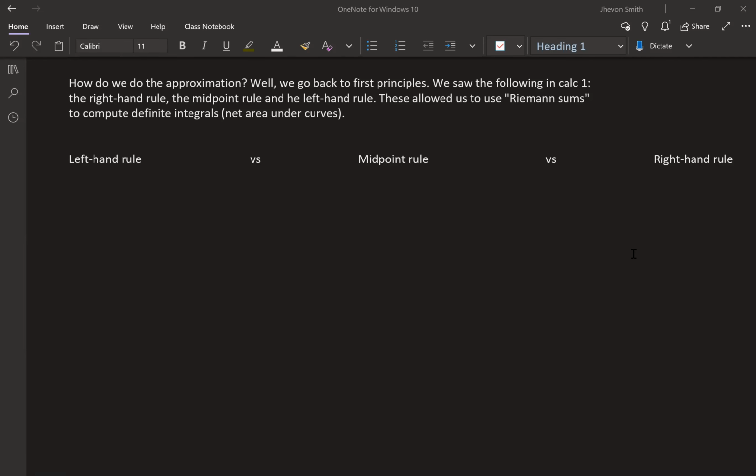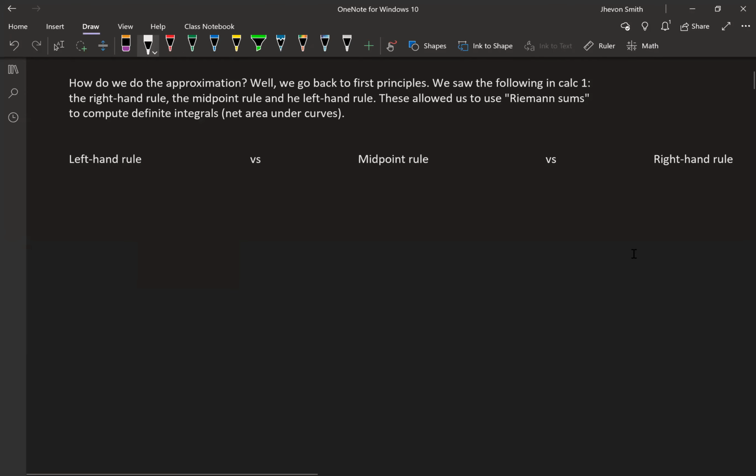Back before we learned about the fundamental theorem of calculus and that we could use antiderivatives to compute integrals, the integral just meant the area under the curve. And we had certain rules that can try to measure the area under the curves. Specifically, we had the idea of using what's called a Riemann sum. And we learned 3 flavors of this guy.